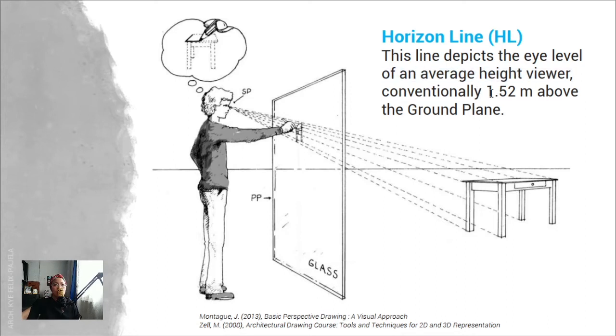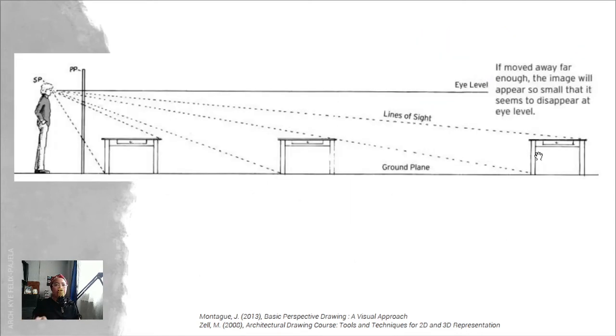So, it's conventionally 1.52 meters above the ground plane. We simplify this. Usually, we make it 1.5 meters or 2 meters. Okay, so that's the most commonly used height of the horizon. It depends on preference, but usually it's 1.5. Not 1.52, because when we scale, it's hard to depict the additional 0.02 on top of the 1.5. Okay, so that's the horizon line.